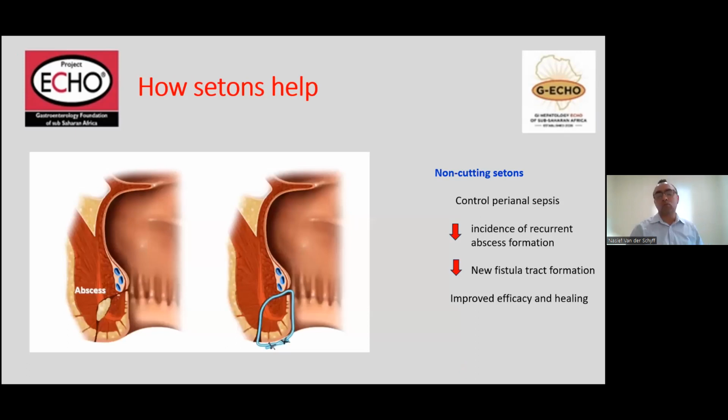So we've seen setons, we've heard of setons. I didn't know too much about setons before I did gastroenterology, so I had to educate myself. Setons are an important component of the management of complex fistulas, and they're inserted by the surgeons often at the time of draining an abscess, and they serve the purpose of controlling perianal abscess or perianal sepsis. Setons decrease the incidence of recurrent abscess formation, as well as decrease the number of new fistula tracts being formed. And essentially, they improve the efficacy of healing.